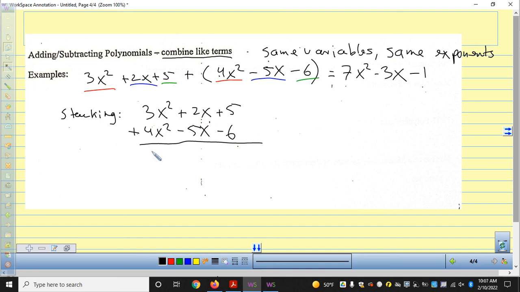Well, 3x squared plus 4x squared is 7x squared. 2x minus 5x is minus 3x. 5 minus 6 is negative 1. And I get the same result. It's just a different way of looking at it.